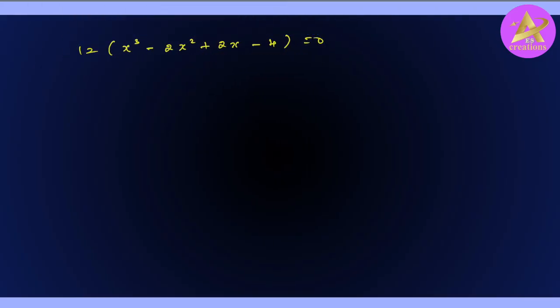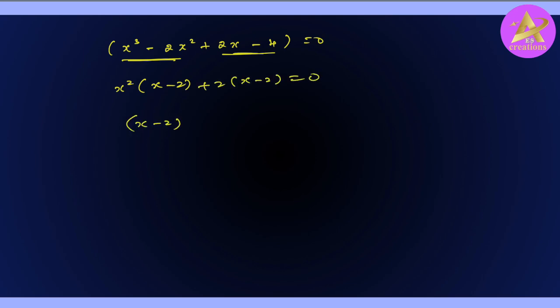Okay, we get it like this, right? If you send 12 to this side, it gives this. And in the next part, if you take x square common here, we get x minus 2. From this, if you take 2 common, you get x minus 2 equal to 0. Again, x minus 2 is a common term, and x square plus 2 equal to 0. And we get two values here: x minus 2 equal to 0 or x square plus 2 equal to 0.